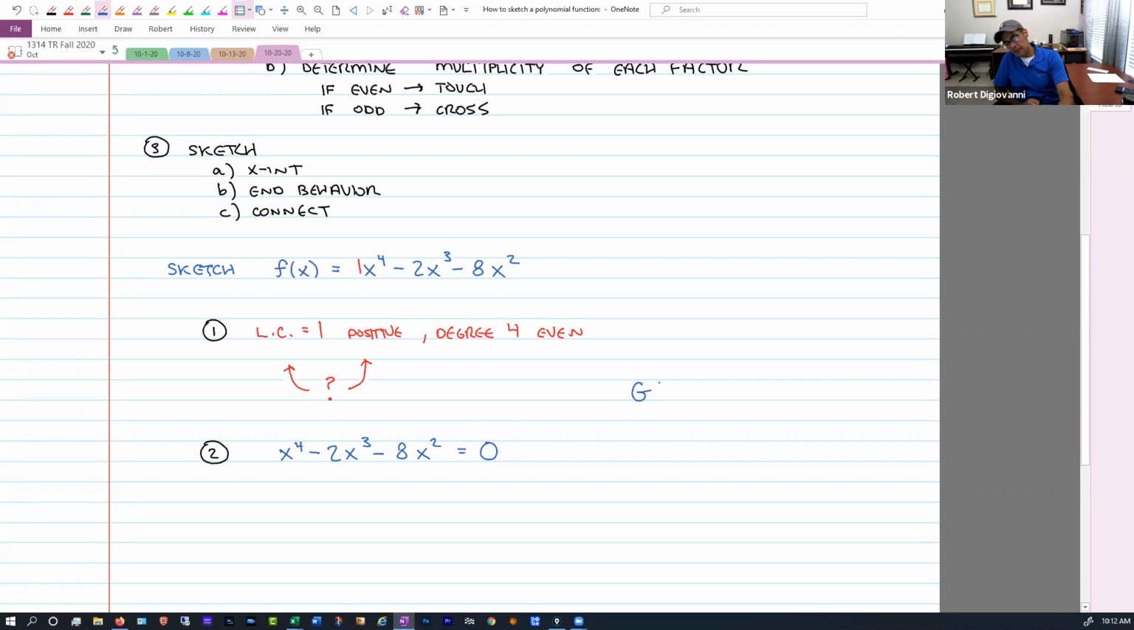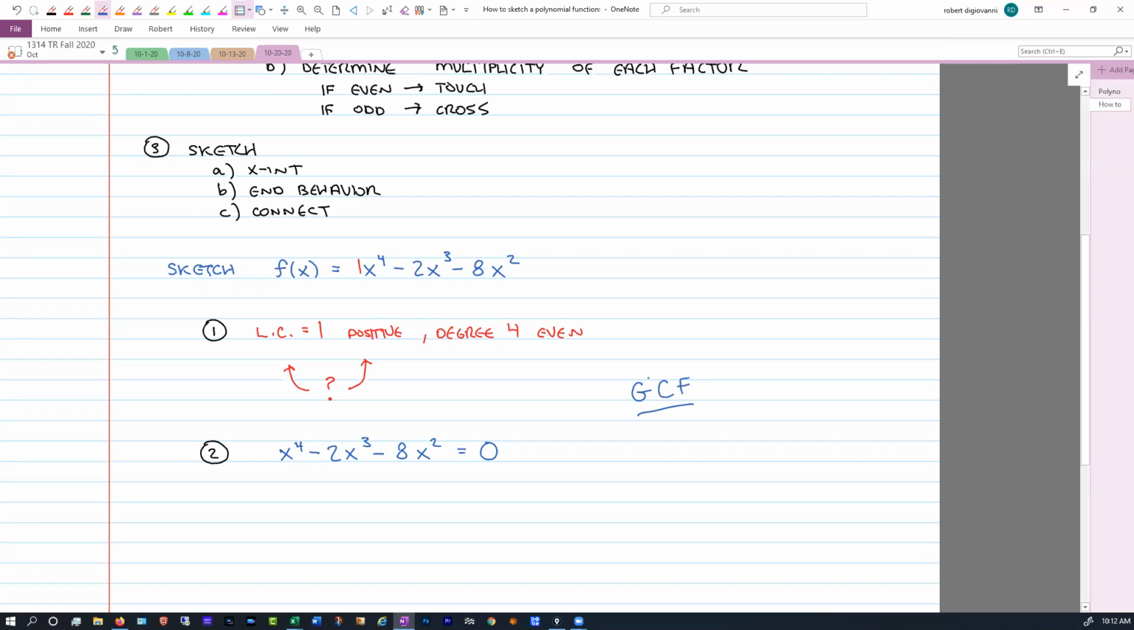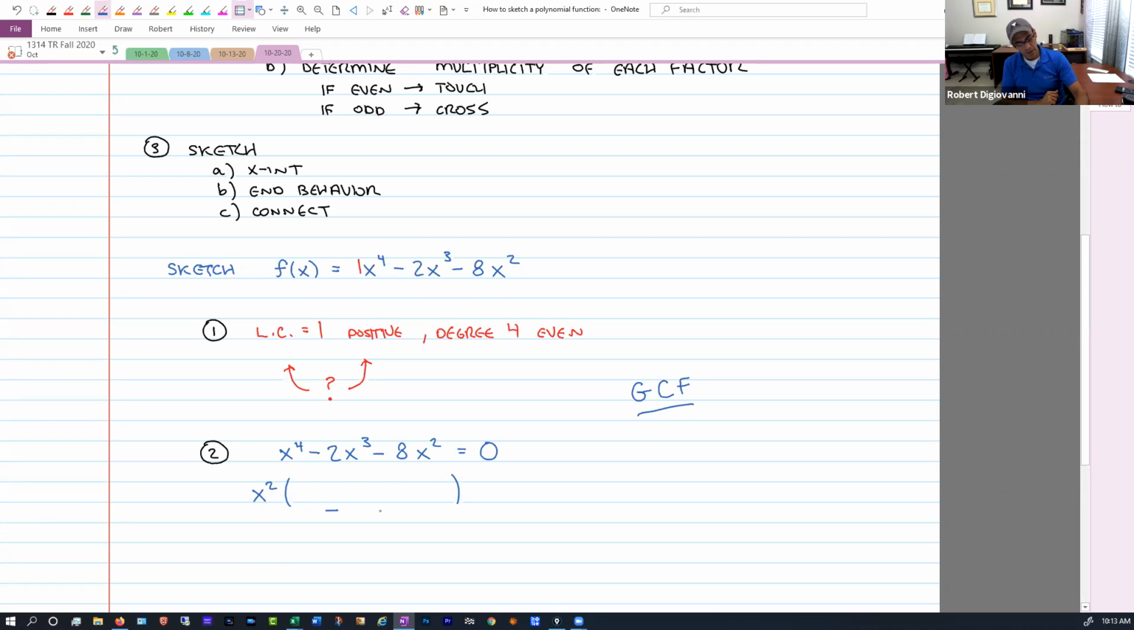GCF, greatest common factor. That's always the first thing you're ever going to want to do when you factor something. So is there something that all of the terms have in common? Well, they all have x, right? And they all have at least 2 x's. So that means we can factor out an x squared. And then in parentheses, we leave enough space for 3 things.